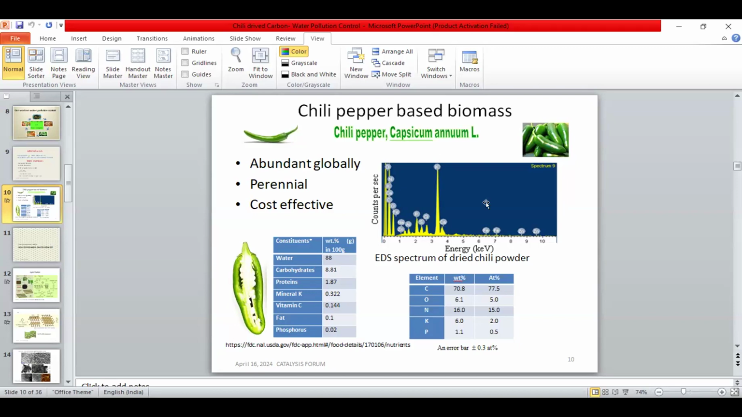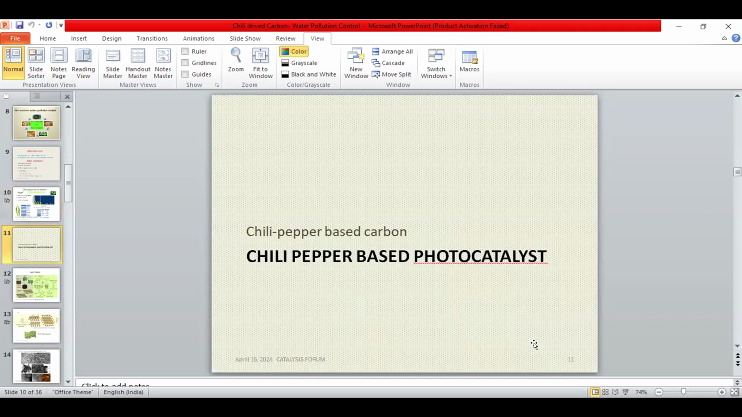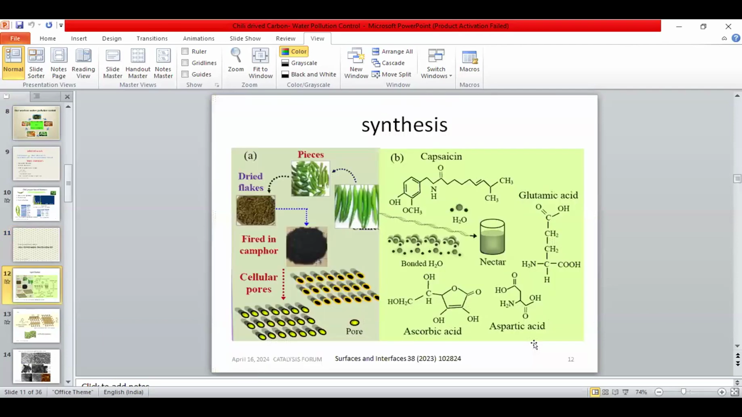We have taken the area spectrum of dried chili powder. We have seen that it mainly consists of carbon, oxygen, nitrogen, potassium, and phosphorus. With these basic inputs, we are interested to make some carbon out of fresh green chili peppers. For synthesis, the left side figure shows that we have taken fresh green chilies, cut them into pieces, dried them, and made them into dried flakes.